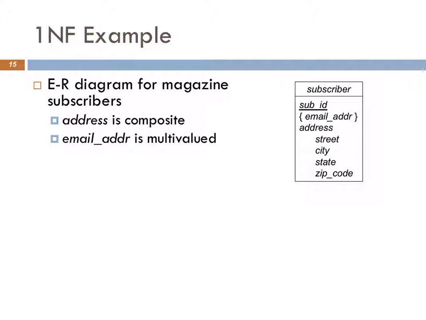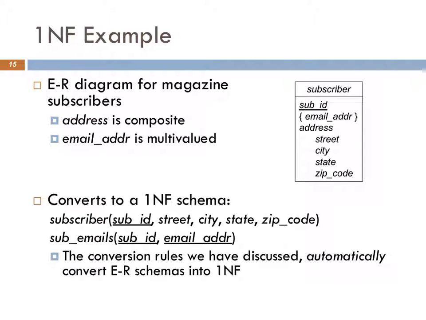Hopefully you all remember exactly how we translate this. It's really straightforward. The composite gets squished down, so we just take all the components and plop them directly into the subscriber relation. Notice we have sub ID as the key. And then sub emails, how do we deal with that? Well, we take the single valued version of the multi-valued attribute, which is just email address, right? And we plop that into a separate relation schema and associate it with sub ID.